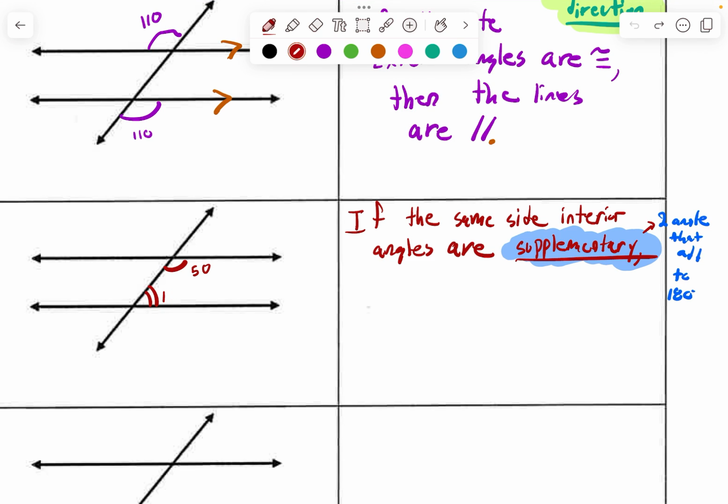Let's try that again, a little more to scale. This is 130, this is 50. If that's true, then the lines are, you guessed it, parallel.